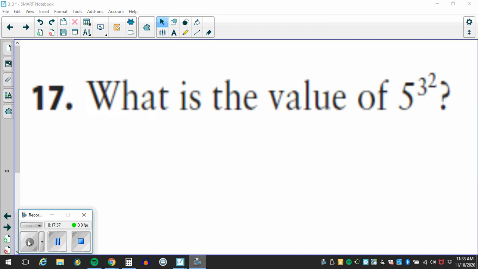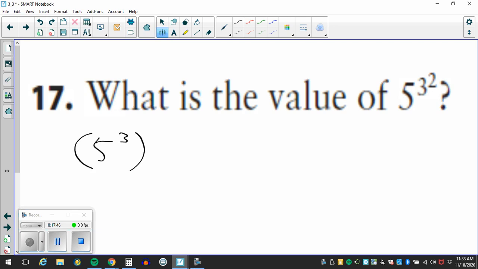Question 17, in great big giant letters, says, what is the value of 5 cubed squared? Now, a brilliant guy said, is this what it means? Is this the same thing? And the answer is no, it's not the same thing. What this is asking you is, what is this exponent really as a number? If I want to think about what that exponent really says, that exponent is really the number 9.